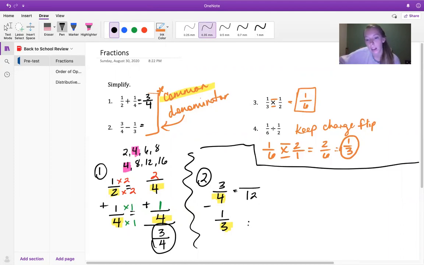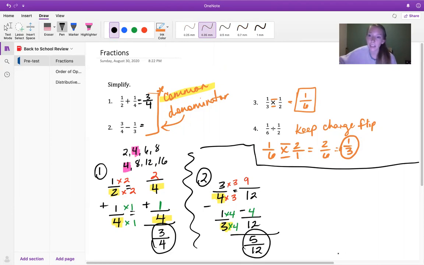So we have to rewrite each one of them. What did I multiply 3 by to equal 12? I multiplied it by 4, so I have to do the same thing to the numerator. What did I multiply 4 by to get 12? I multiplied it by 3, so I have to do the same thing to the numerator, and I get 9. Just a reminder, we are subtracting this time. So 9 minus 4 is 5, and the denominator stays the same.